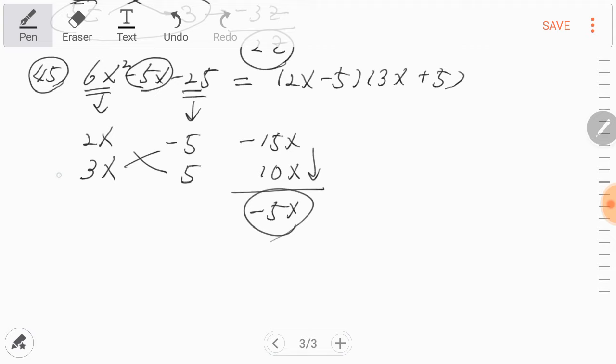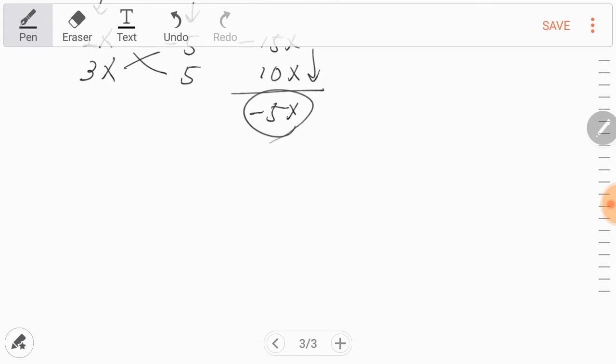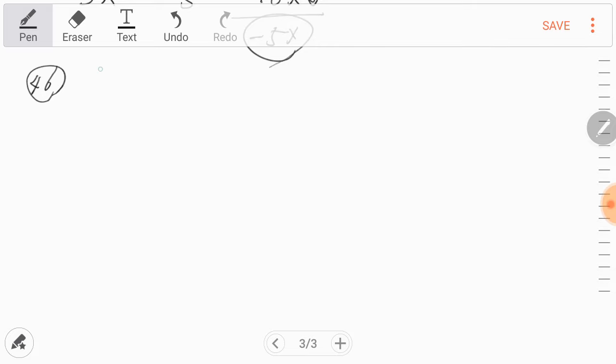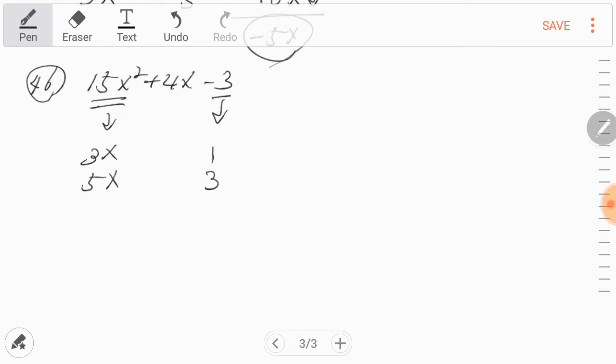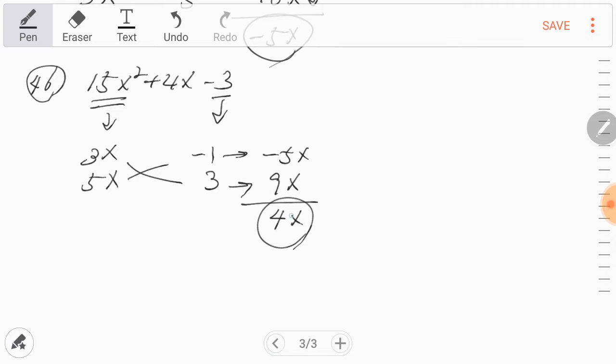Alright. Okay, so we can try 46. We gotta try as many exercises as possible. Then the first term can be written as 3x times 5x, so 3 times 5 is 15. And negative 3 is 1 times 3. Then the minus sign goes on one of them. So let's try over here first. Then this product is negative 5x. This product is 9x. Then the sum is 4x. Yes, we did a very good guess. So this is the same as the second term, and this is equal to 3x minus 1 times 5x plus 3.